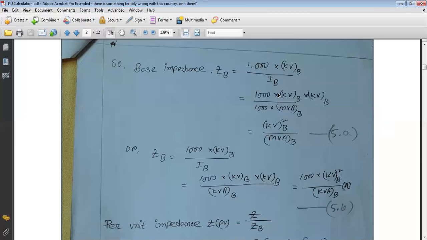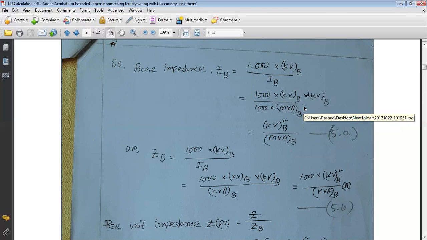Now if the power is in megavolt ampere, then it should be kilovolt divided by megavolt ampere, actually P divided by V. Since V is the base, it goes upside, so that is kilovolt square divided by megavolt ampere. Now this 1000 comes because we convert megavolt ampere to kilovolt ampere. Then this kilovolt and this kilovolt are eliminated.